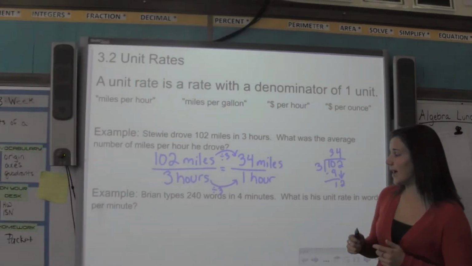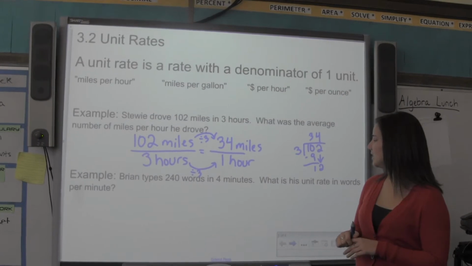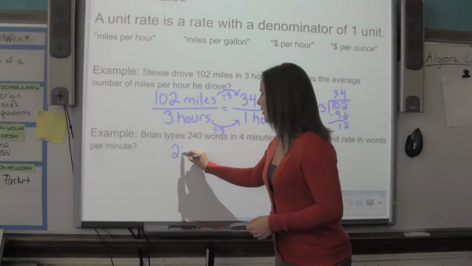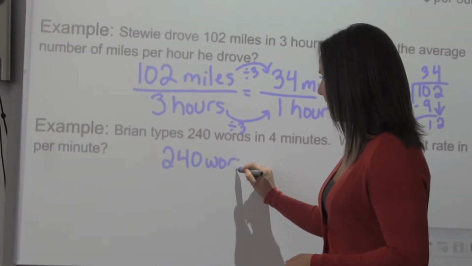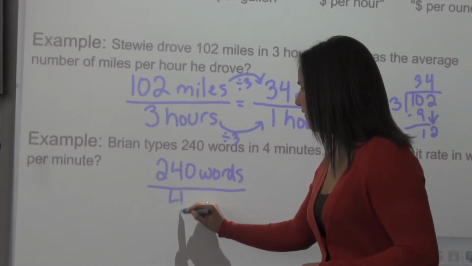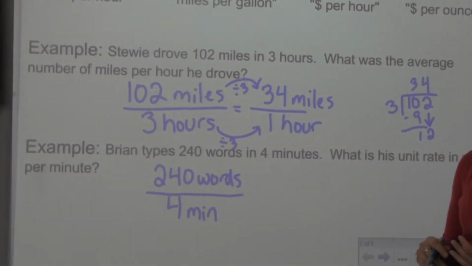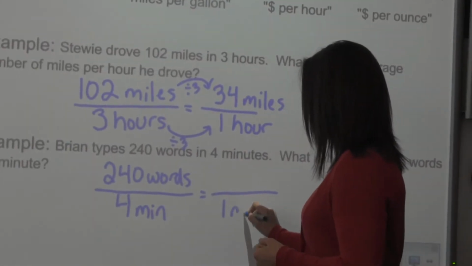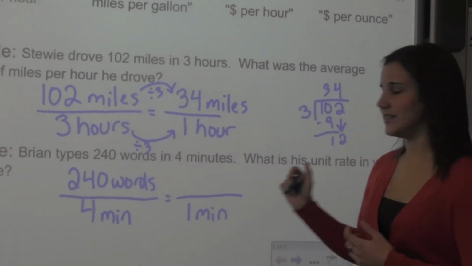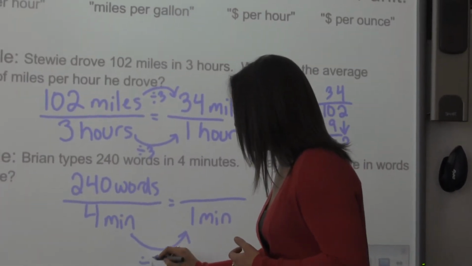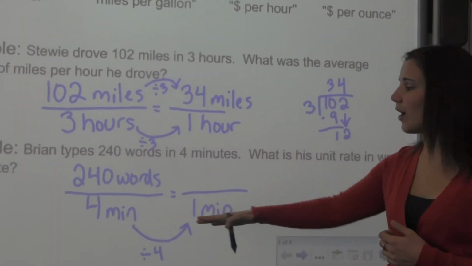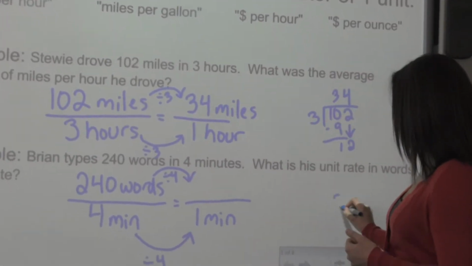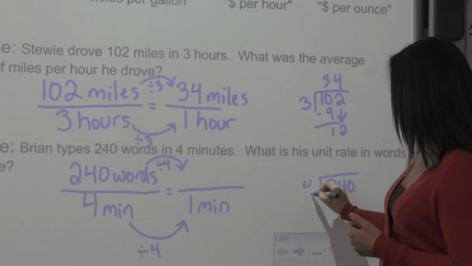The second example says Brian types 240 words in 4 minutes. What is his unit rate in words per minute? So, I have 240 words per 4 minutes. And I need to, again, use equivalent fractions to convert that to have a denominator of 1. In order to do that, I'm going to divide by 4. And again, I use this denominator to figure out what I'm dividing by. And I do the same in the numerator here.